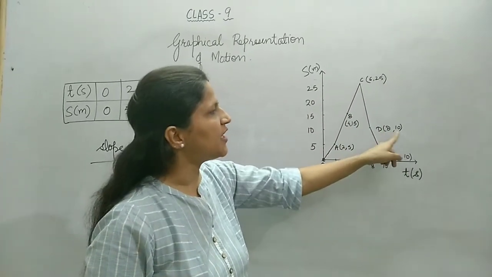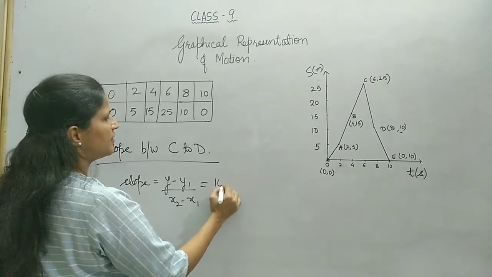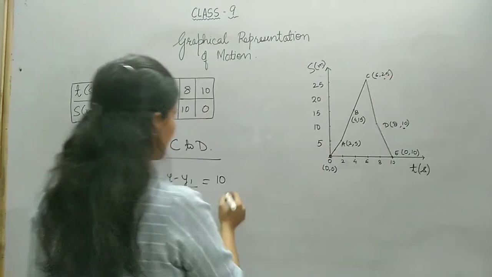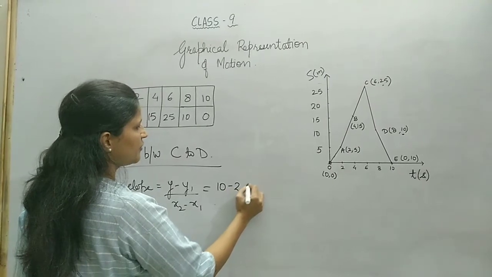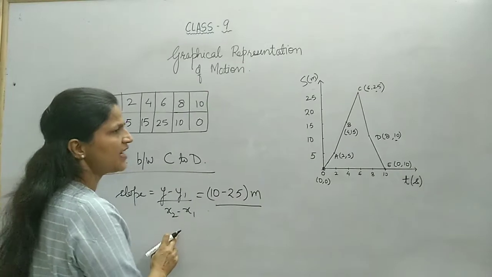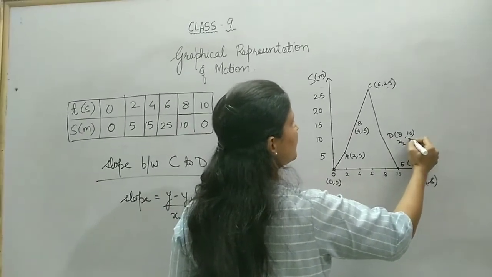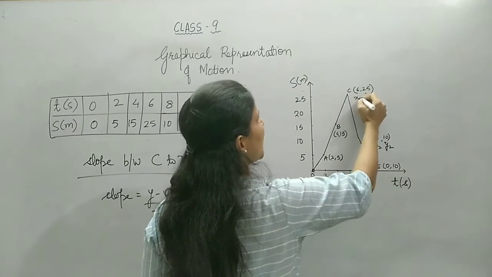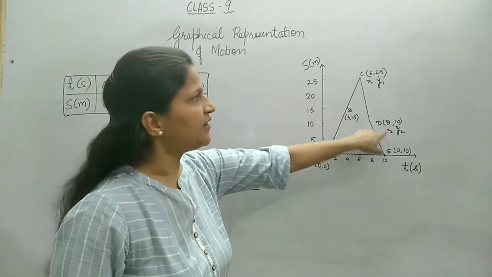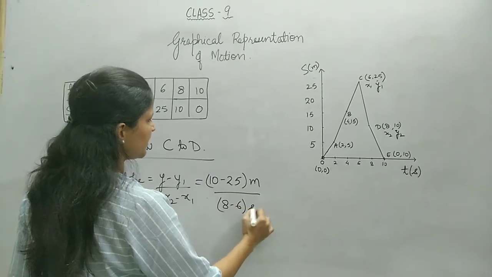So y2 coordinate will be our 10. So in place of y2 we will write 10 and y1 coordinate will be 25. So in place of y1 we will write 25. Both the values are in meters. x2 coordinate is this one, 8. I am writing it here also so that you don't forget. So x2 is 8 and x1 is 6. So we write 8 minus 6 seconds.